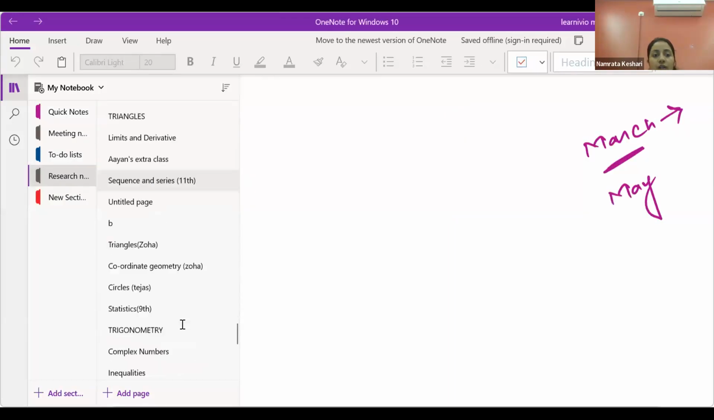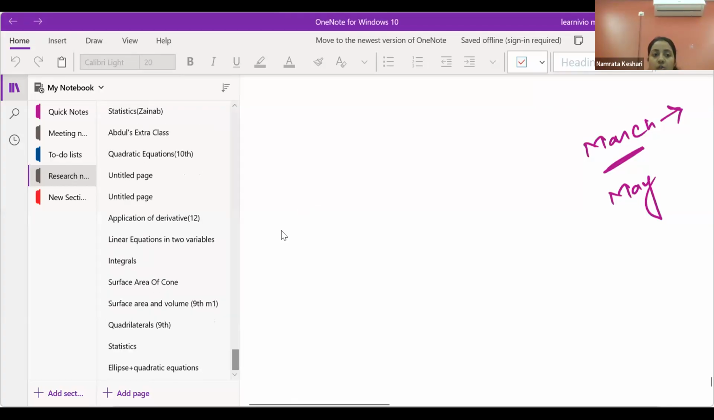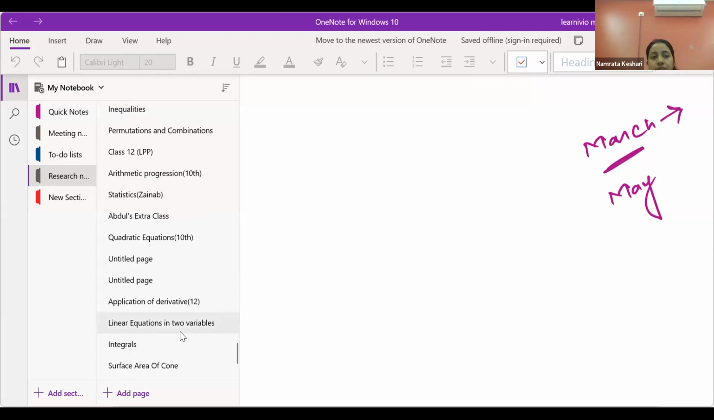Okay, so here one by one I have taken each and every chapter. Today, let's discuss all the theorems from circles. Here it will only be quick. I'll just give you a review of all the theorems so that you are done with all the theorems from circles.